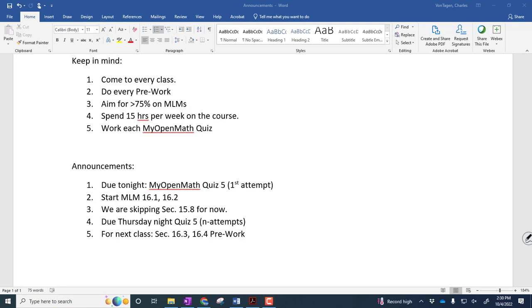Reminder of the big four. First one, come to every class. Do every pre-work, aim for 75% or higher on my math labs, spend 15 hours a week on the course, and then work each of those MyLab open math quizzes. There's a tendency to try to find a shortcut way through them. Folks, come an exam, there won't be a shortcut way through the problems, so this is meant to get you ready. These are the types of problems that you absolutely need to know how to do.